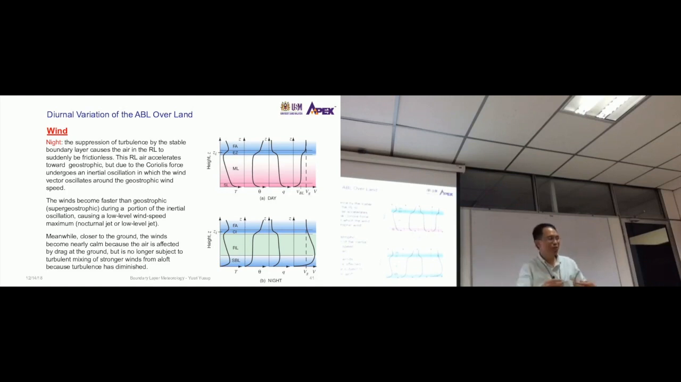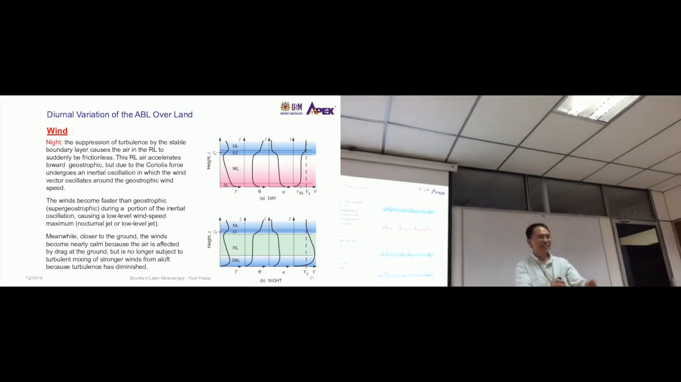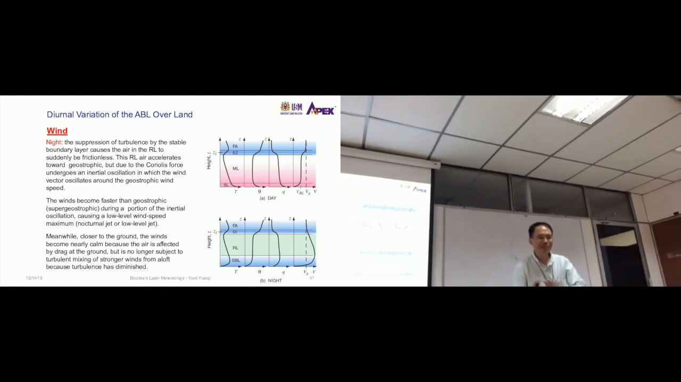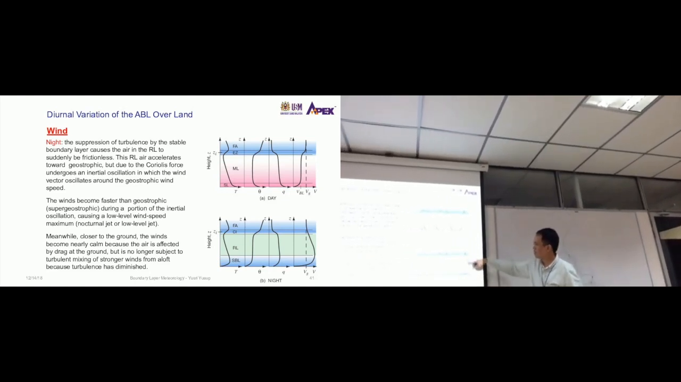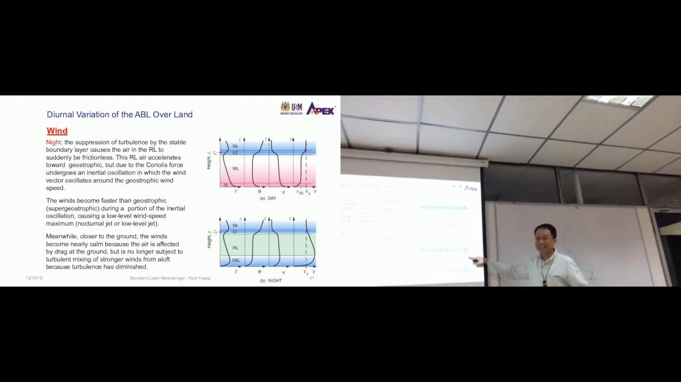One is pushing, the other is pushing, like you're on a swing, and one is pushing and the other is pushing at the same time, and it pushes the swing even further away. So this is the effect of this and this too. So at night, there is a low-level jet, which is much stronger than the geostrophic wind.